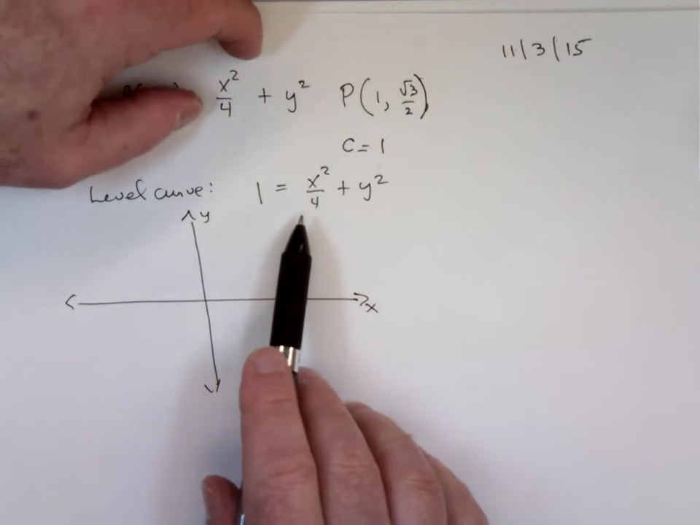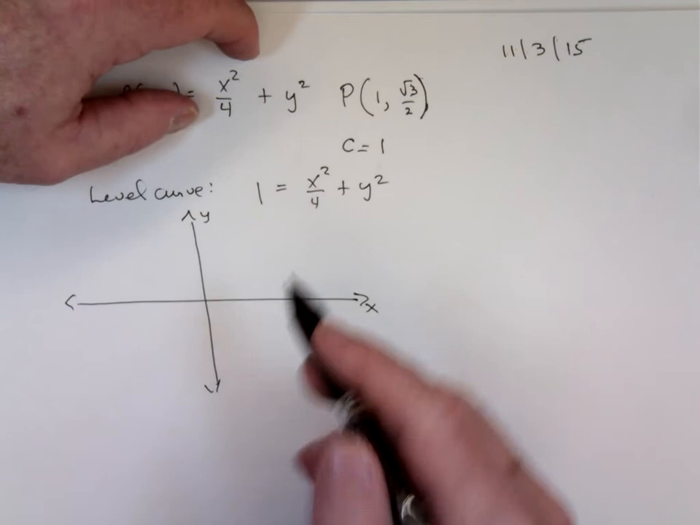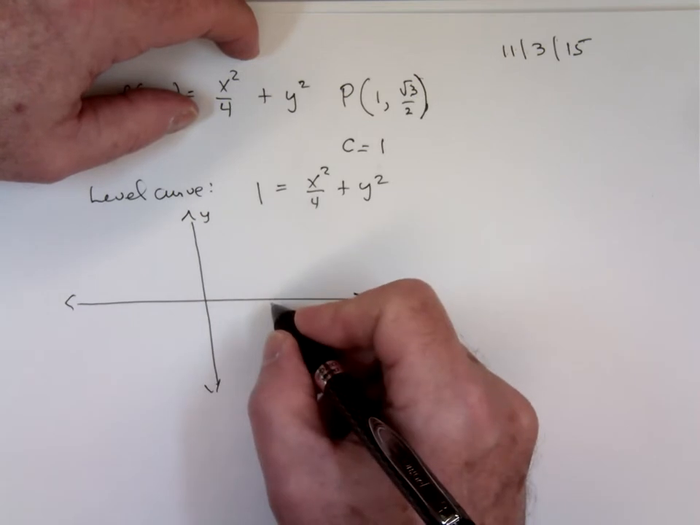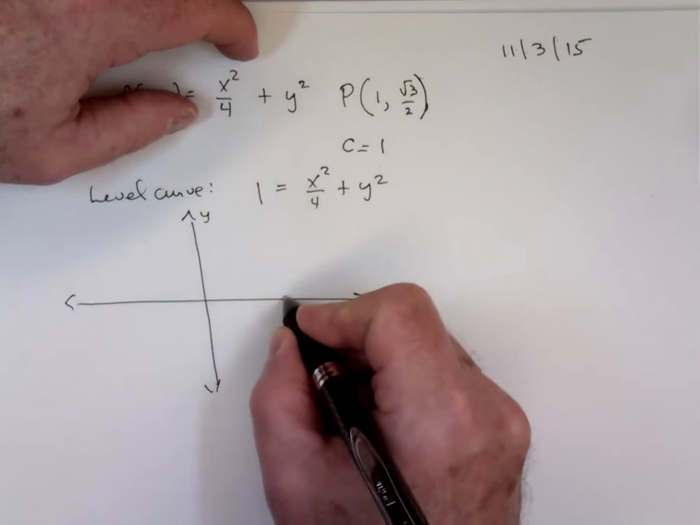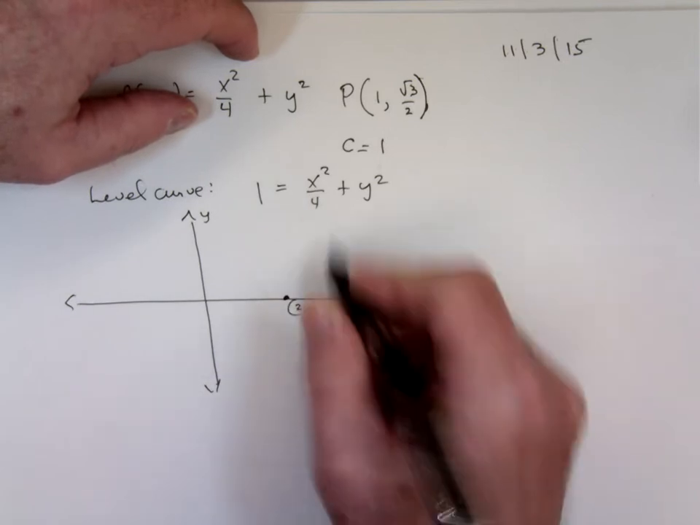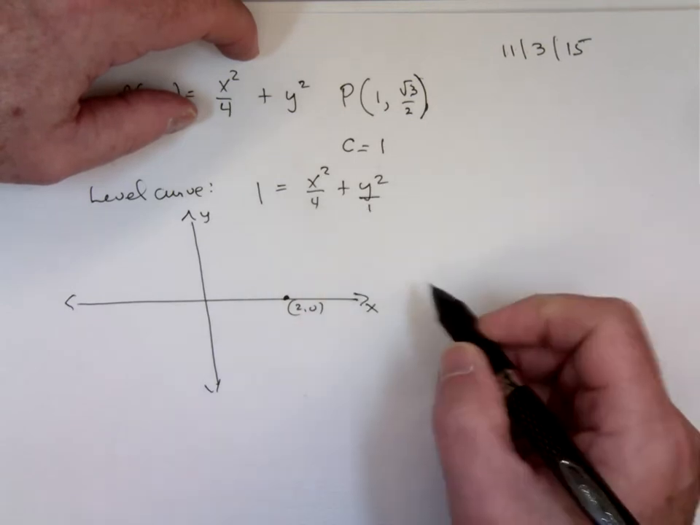We got an ellipse. Semi-major axis is what? 1. No, 2. A squared is 4, A is 2, B squared is 1, B is 1.